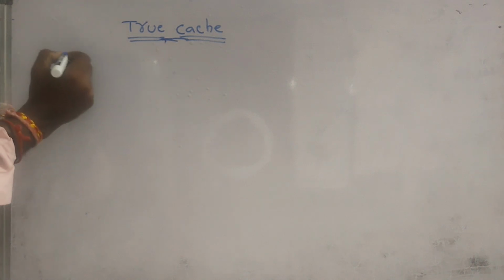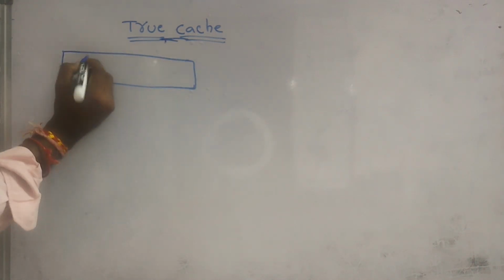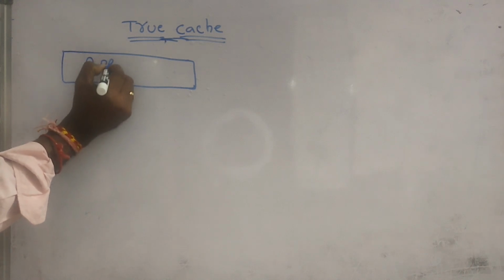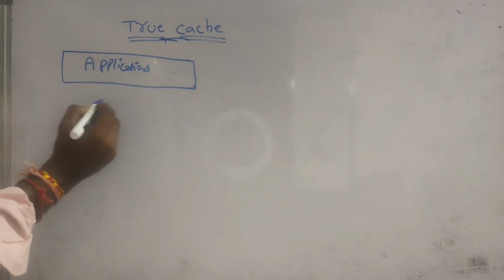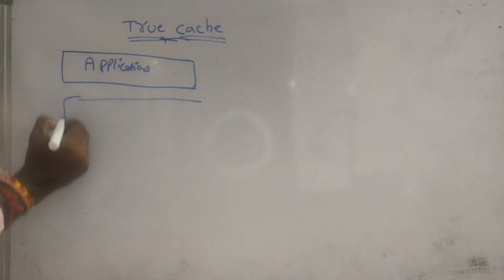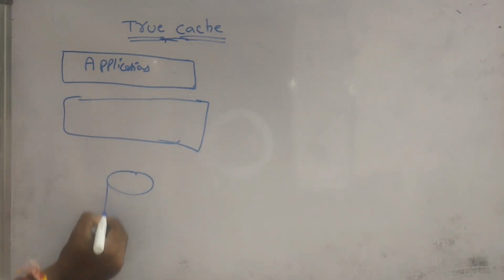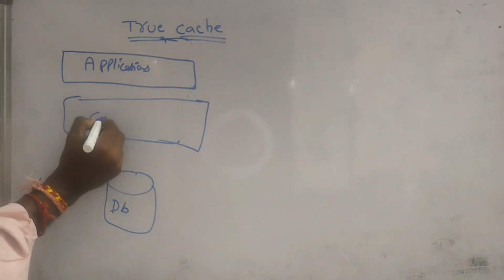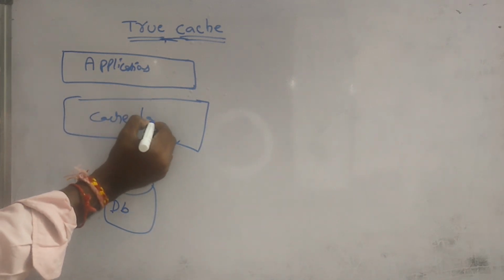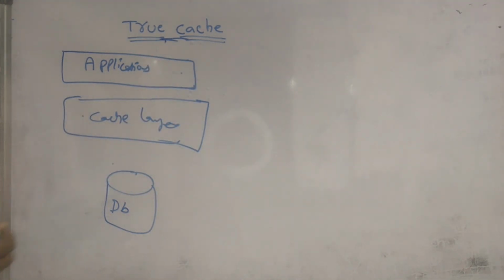So this is the application layer. This is the application, and now here we have the cache, and here we have the database. We call it the cache layer. This is the application layer, this is the cache layer, and this is the database layer.